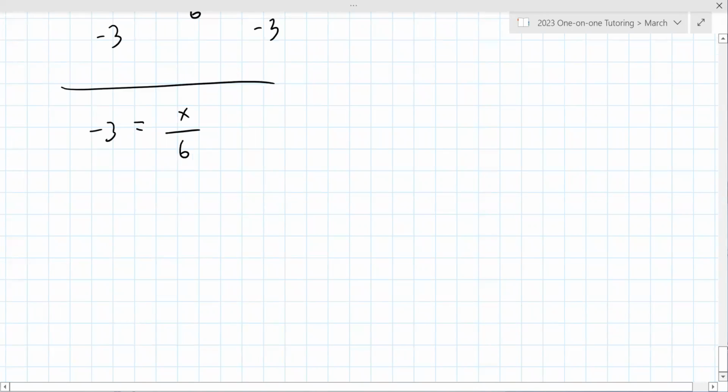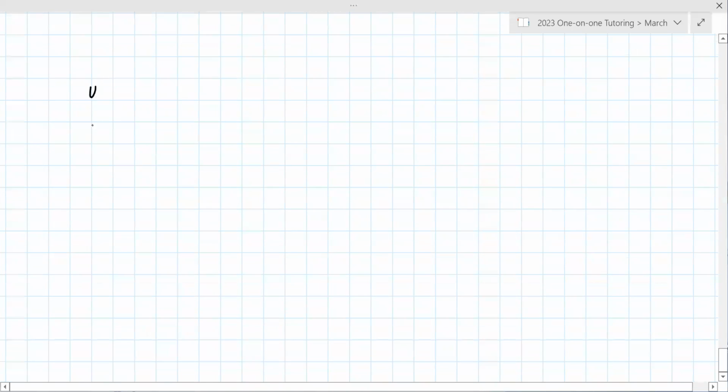So what should you multiply both sides by? I multiplied -3 times 6. That's going to give you 18. So x equals -18. Yes. Okay, let's try one more here. Y equals x divided by 7 minus 2.